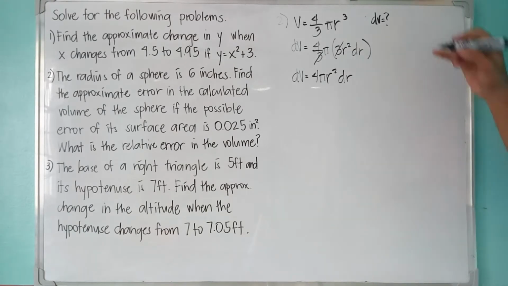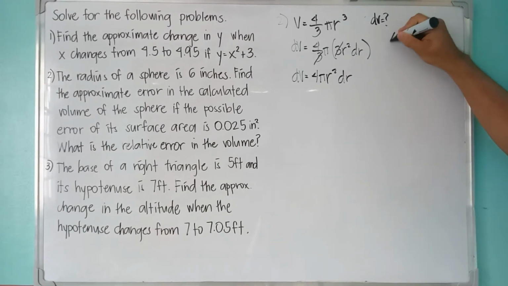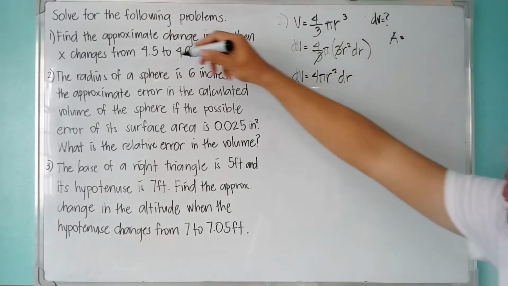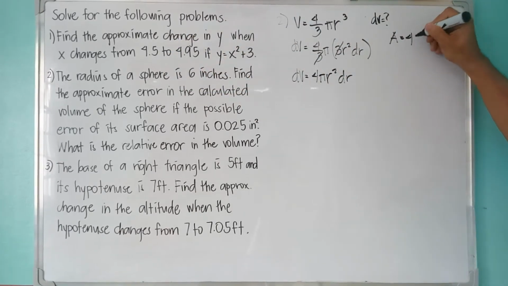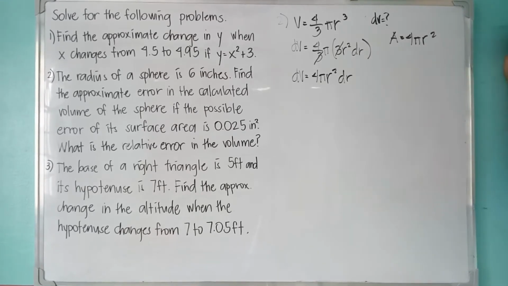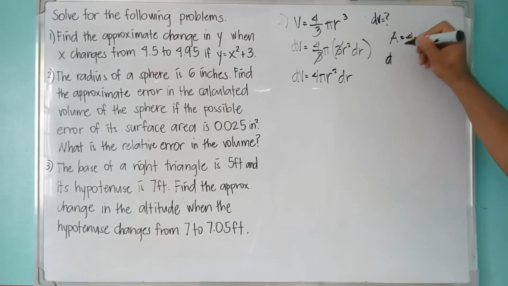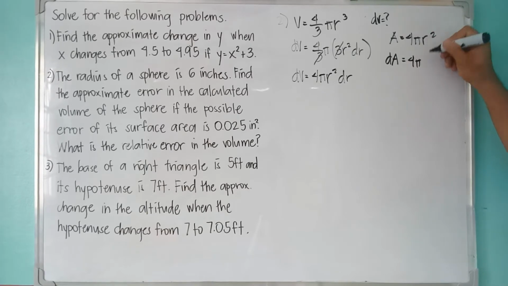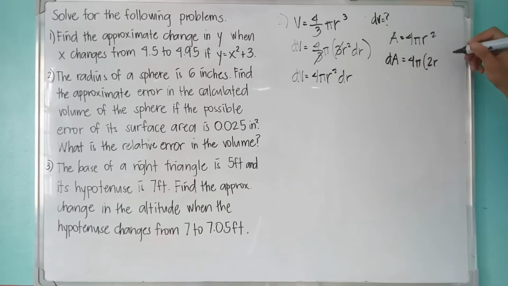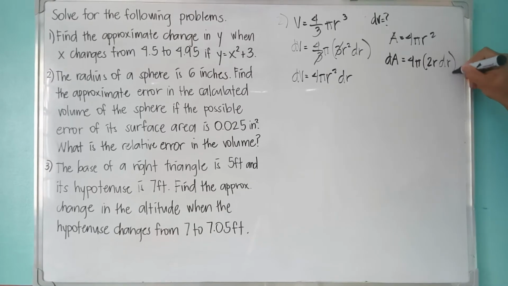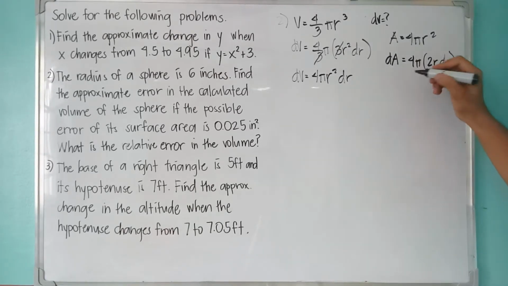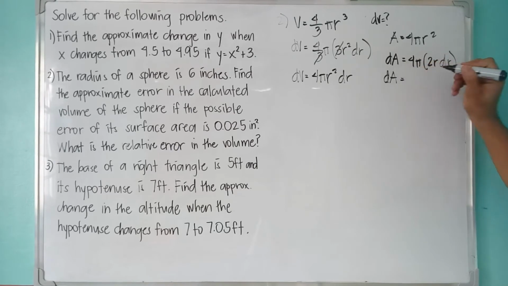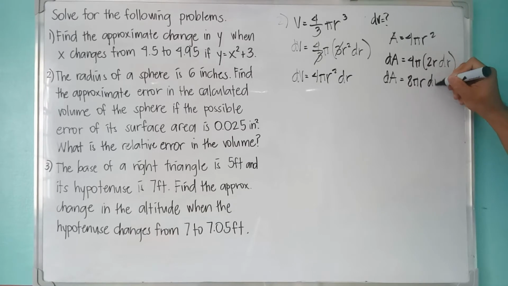So, paano? For example, meron tayong formula ng area ng sphere pa rin, di ba? Which is 4 pi r squared. So, pag differentiate natin to, kunin natin yung differential both sides. So, this becomes dA is equal to 4 pi is a constant. Derivative ng r squared is 2r dr. Ganyan, di ba? So, simplify natin. Derivative ng A is equal to 4 times 2 is 8 pi r dr.